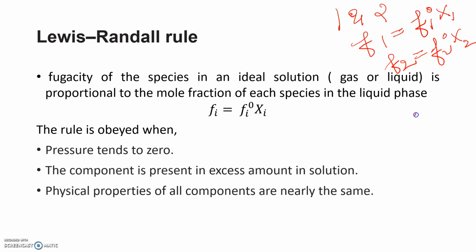How do you represent mole fraction? Ni, the number of moles of component i, divided by N, the total number of moles, that is N1 plus N2 plus etc. The number of moles of component i divided by the total number of moles of all the components will give you the mole fraction. This is the simplest form of the Lewis-Randall rule.